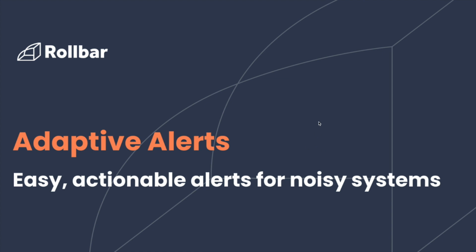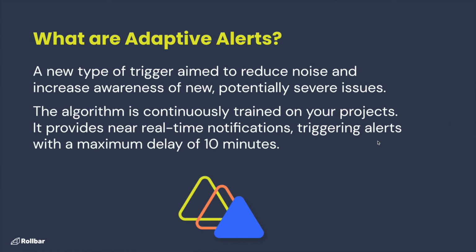Today we're going to look at the new Adaptive Alerts feature in Rollbar. This is a new feature that's designed to help you reduce your alert noise and improve your alerting experience overall. So what is it specifically? It's a new alert trigger, or a new template inside of the existing notification settings.